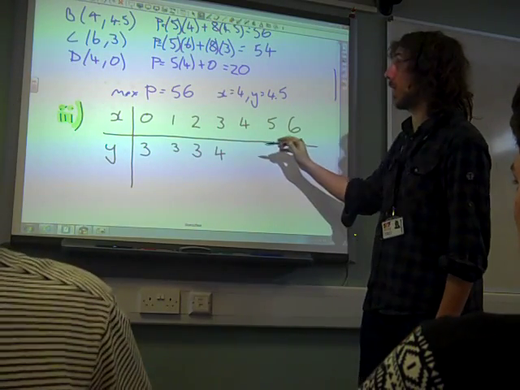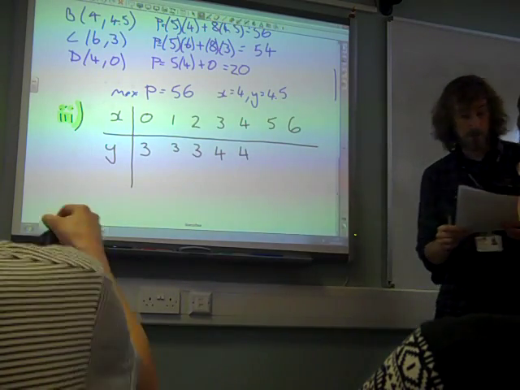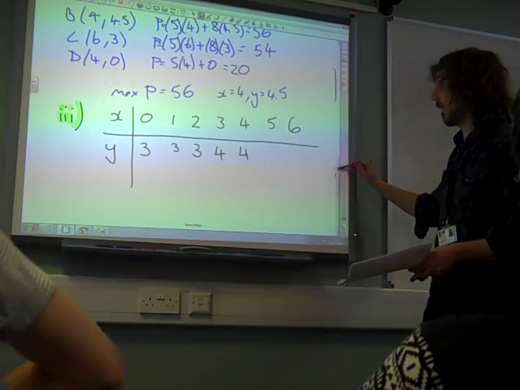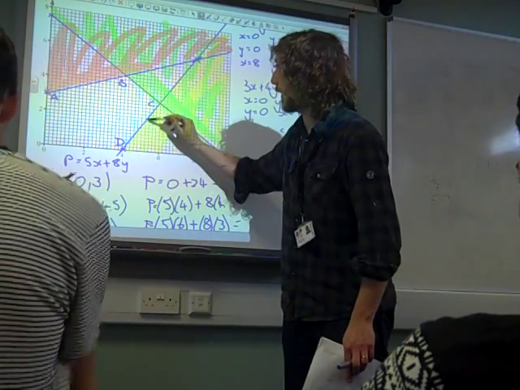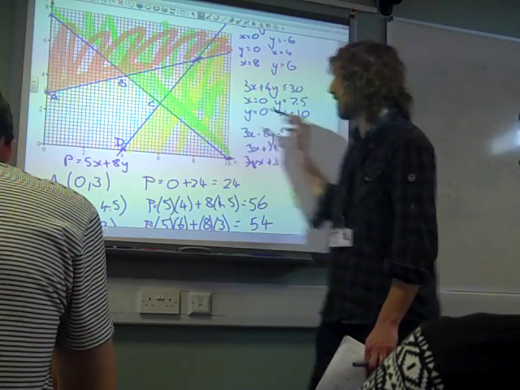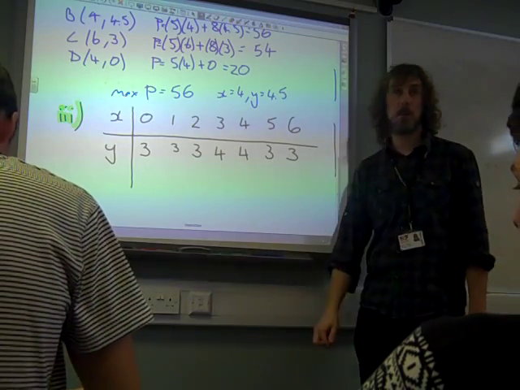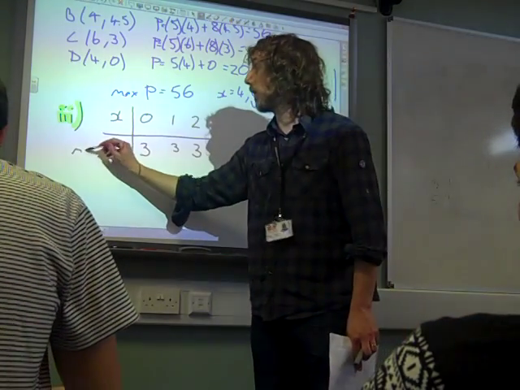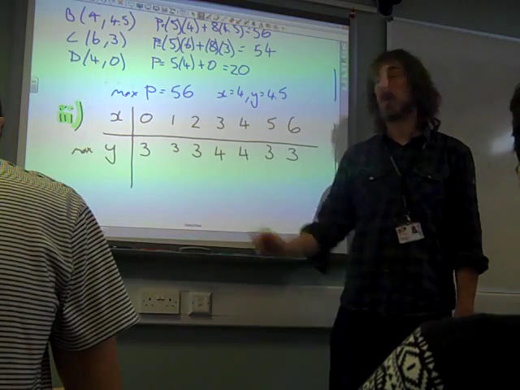If x is 4, I already know this is going to be 4 because it was 4.5 when we did it before. If x is 5, my maximum value is less than 4, so it's now 3 again. And if x is 6, it's 3 as well. So they are my maximum y values for each of those integer values of x.